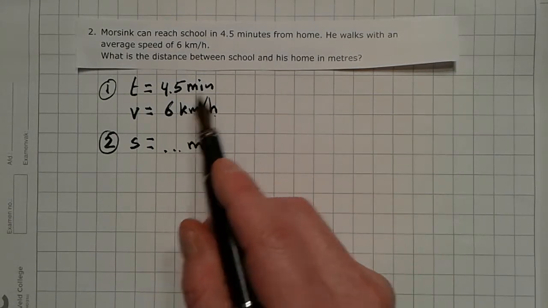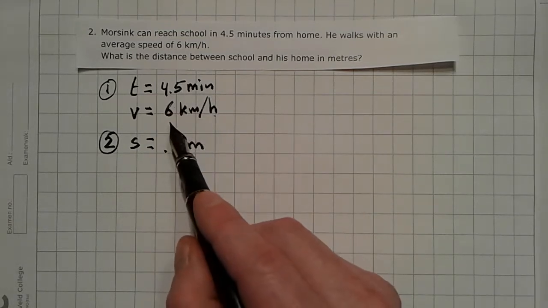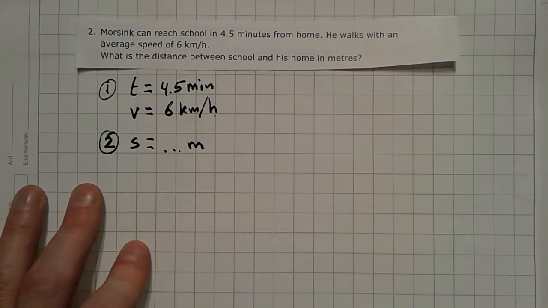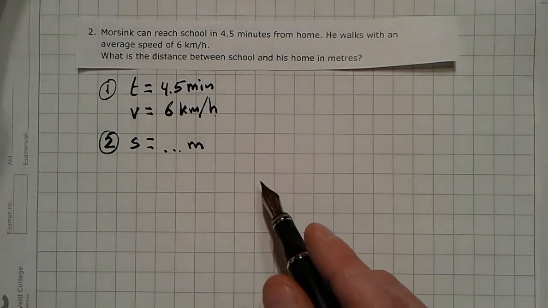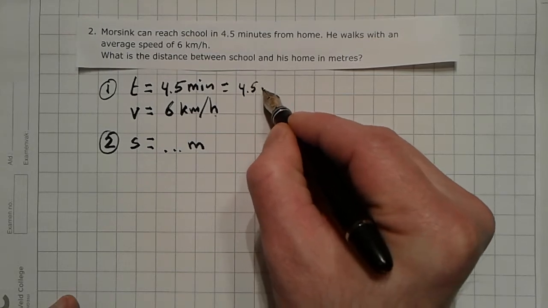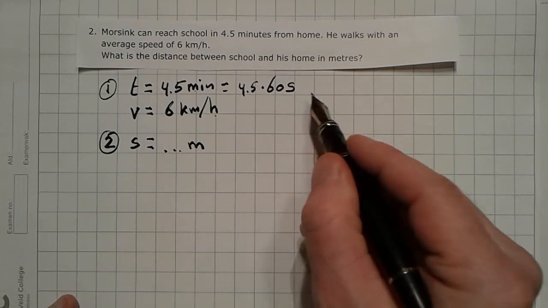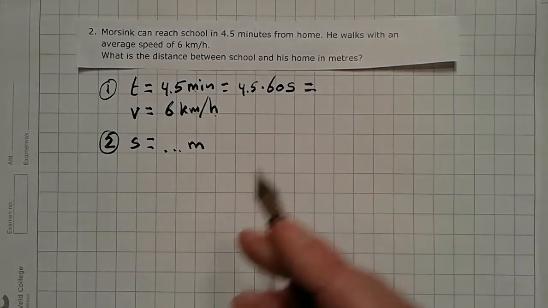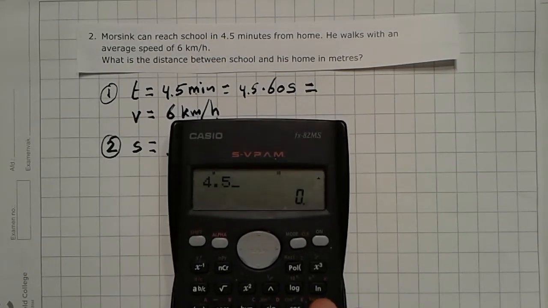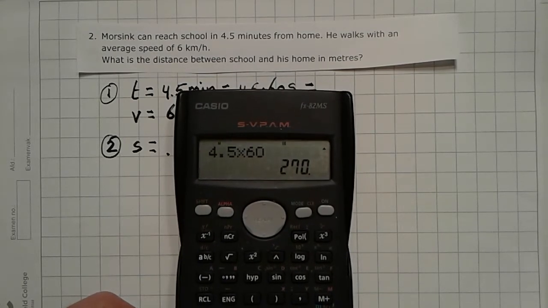What you can do is convert the 4.5 minutes into seconds and the 6 kilometers per hour into meters per second. Now 4.5 minutes, 60 seconds in a minute. So this is 4.5 times 60 seconds, because 1 minute is 60 seconds. So that is 4.5 times 60, and that equals 270.